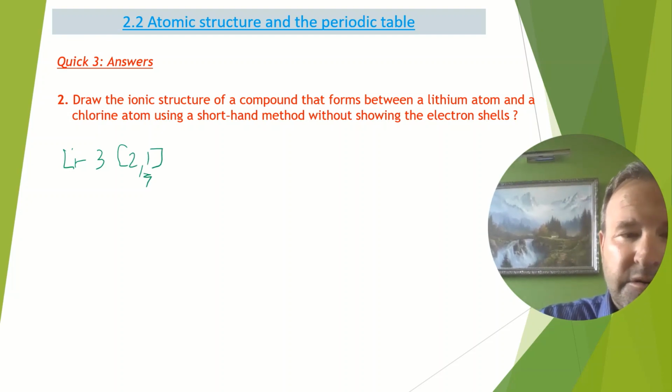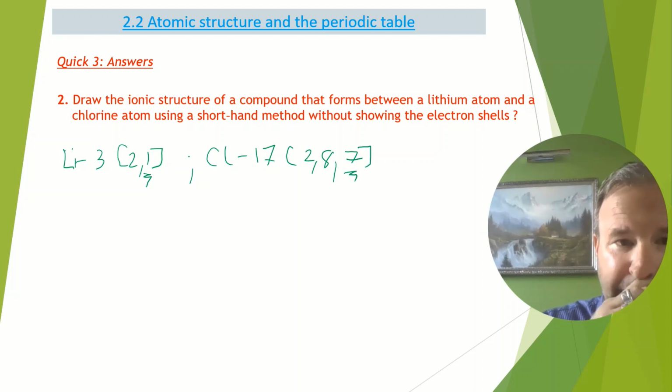So we're going to use a dot and cross method. That's how many electrons are there, just a little squiggle. And we're looking at chlorine. Atomic number is 17. Shorthand electronic configuration is 2, 8, 7. We're looking at 7 electrons.